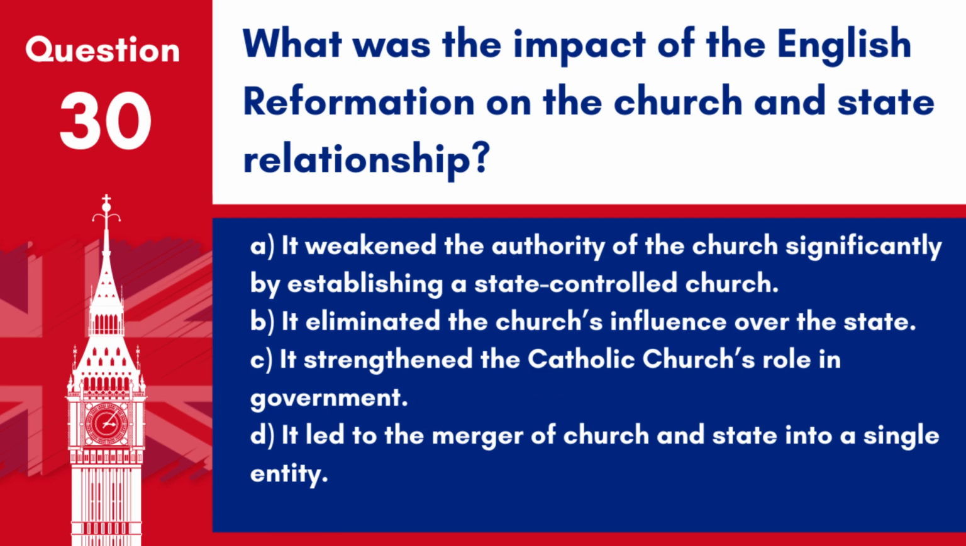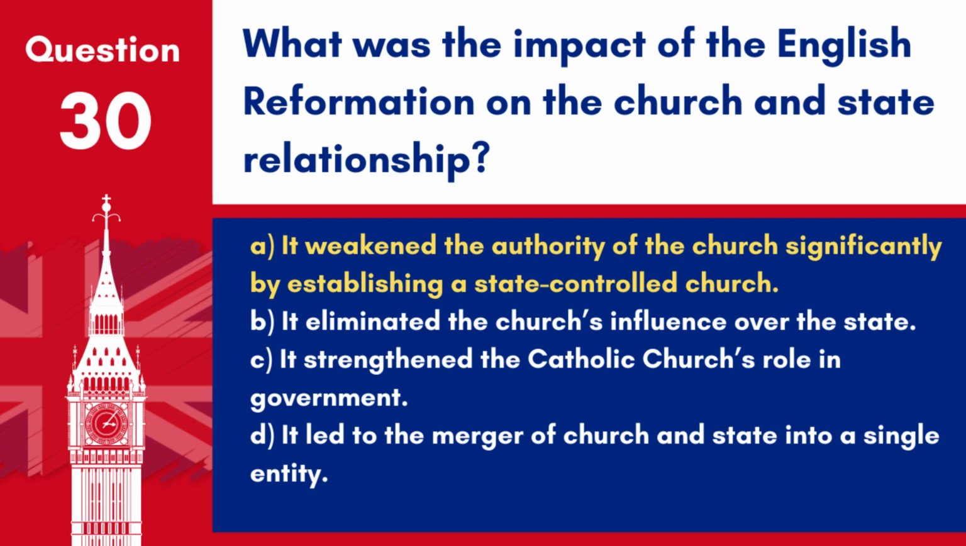Question 30. What was the impact of the English Reformation on the church and state relationship? A. It weakened the authority of the church significantly by establishing a state-controlled church. B. It eliminated the church's influence over the state. C. It strengthened the Catholic Church's role in government. D. It led to the merger of church and state into a single entity.